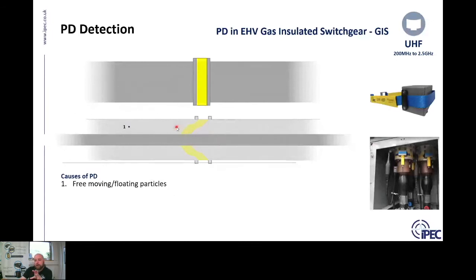The types of PD we might find inside EHV gas insulated switchgear: we might find free moving or floating particles. We might find a protrusion or a particle on the housing. This is coming from the outer housing of the tube, if you like. There might be a protrusion pointing inside.